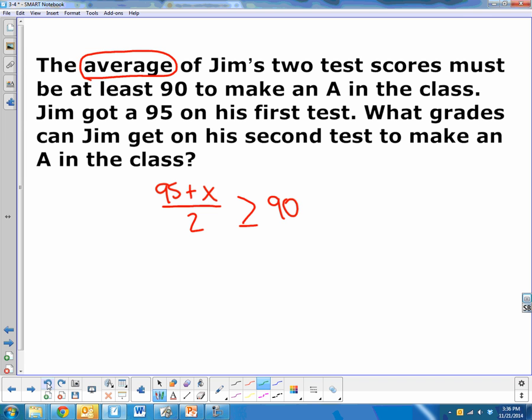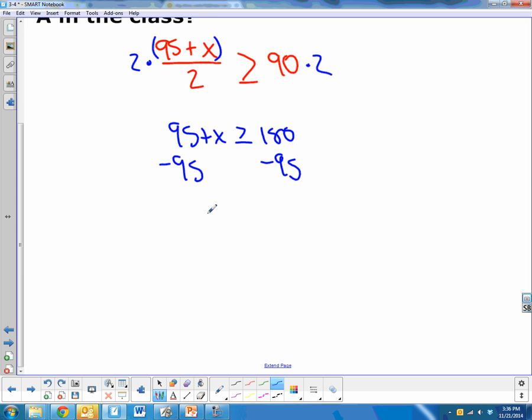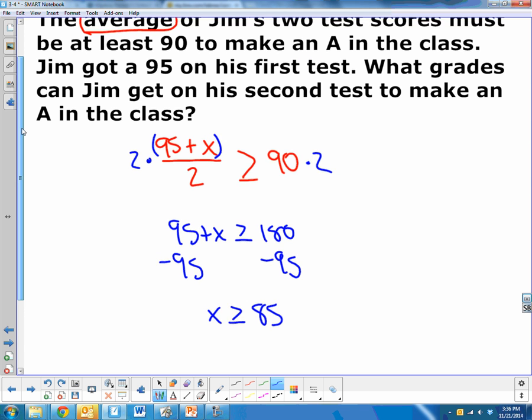We can solve an inequality. It's like having parentheses. It's almost like we've done these. Times 2, times 2. 95 plus x is greater than or equal to 180. If I minus 95 from both sides, I'm going to get that x could be greater than or equal to, what is that going to be, an 85? 180. Now, let's see, does it say to graph? I don't think it does.